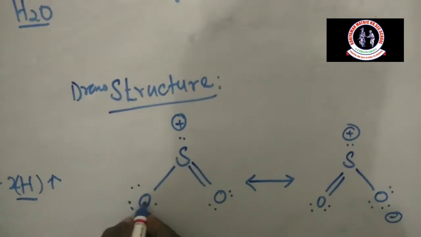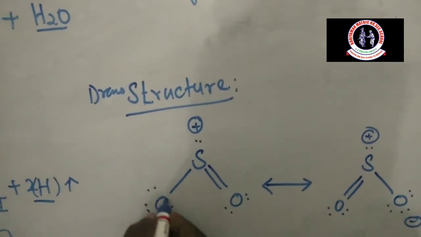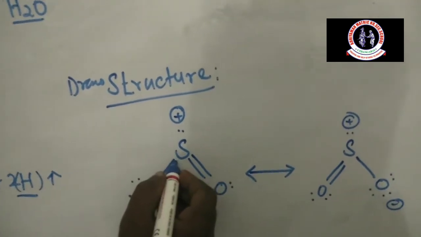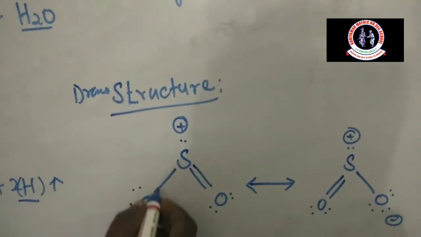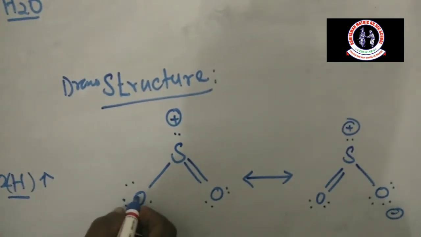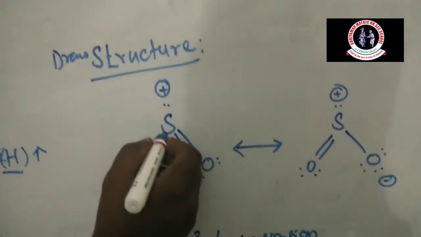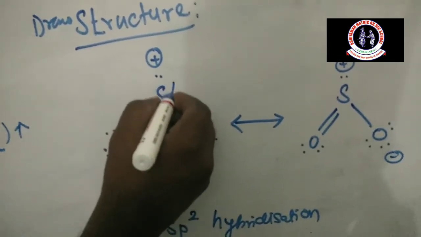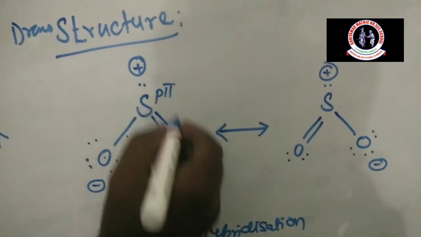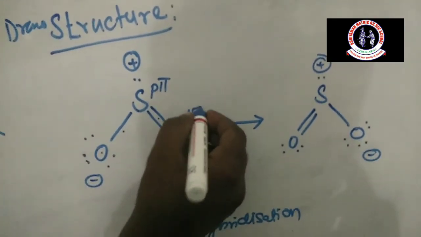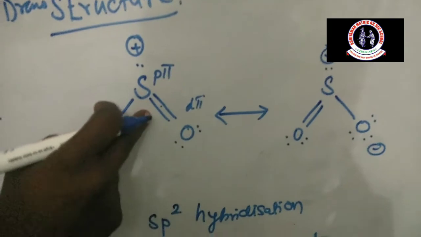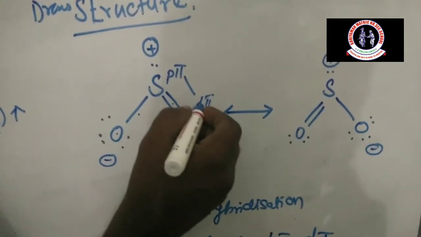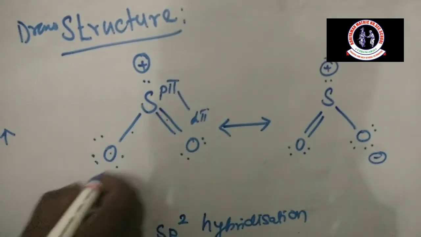Next one, draw the structure of sulfur dioxide. We know that oxygen has 6 electrons in its outermost shell, and 1 electron is derived from the sulfur. So oxygen is bonded to the sulfur by a single bond and a double bond, and p pi and d pi electron overlapping arises.